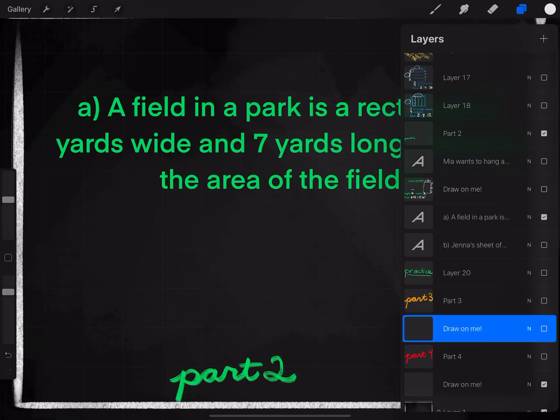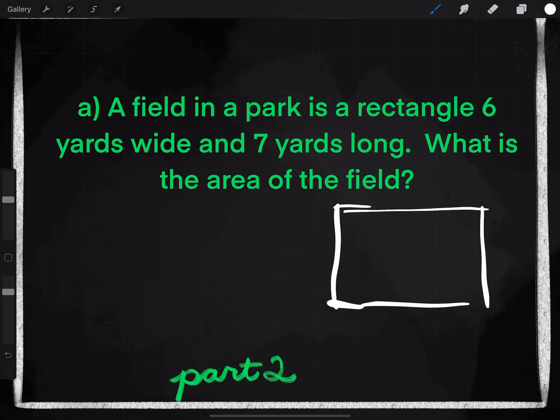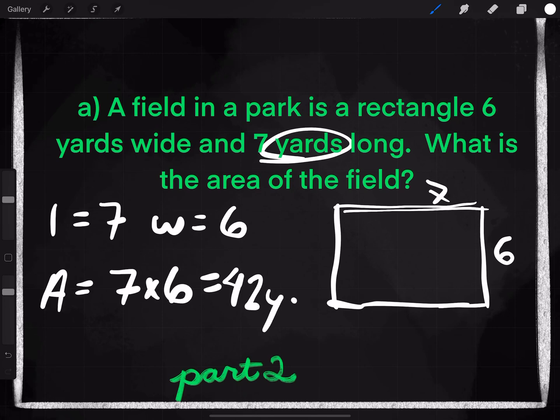Here is another one. A field in a park is a rectangle, 6 yards wide and 7 yards long. So if we wanted, we could draw that. Here's our lovely park, beautiful park. 6 yards wide, 7 yards long. So the length is 7, the width is 6, the area equals 7 times 6, which is 42. And we're talking about yards, so we write yards squared.